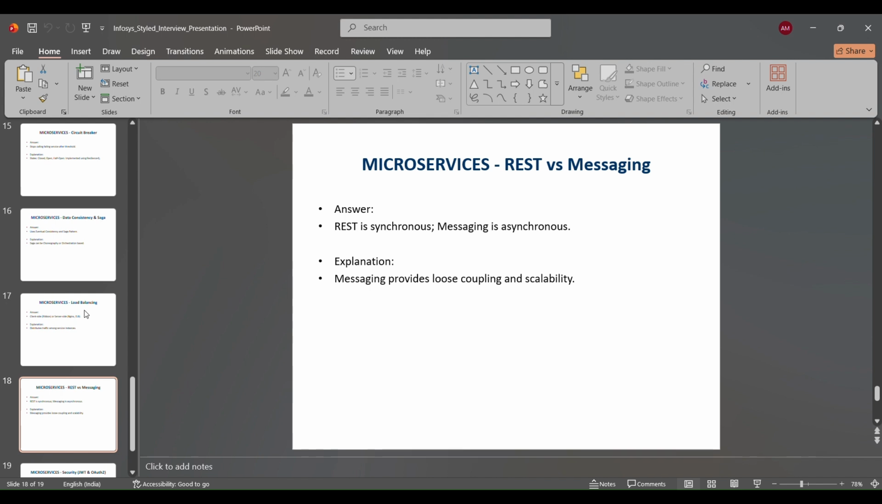What is REST versus messaging? REST is synchronous, messaging is asynchronous. Messaging provides loose coupling and scalability.